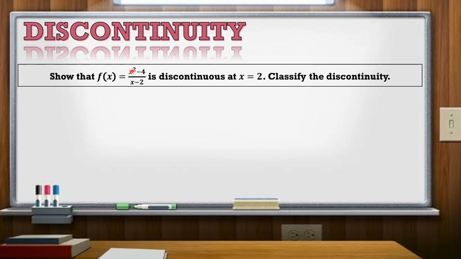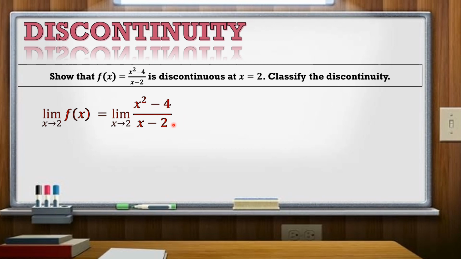Our numerator is also 0. That makes your function what? Indeterminate, right? So to solve for this, we get the limit of your function as x approaches 2. Then, by direct substitution, the answer is indeterminate.